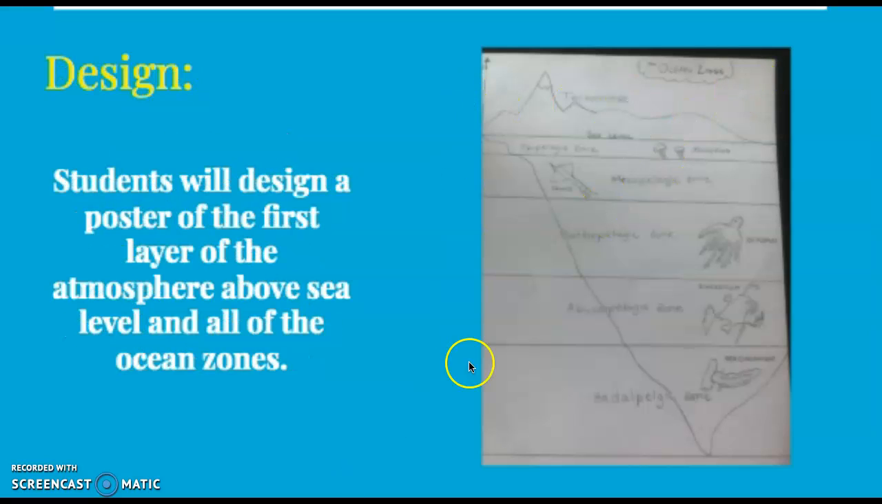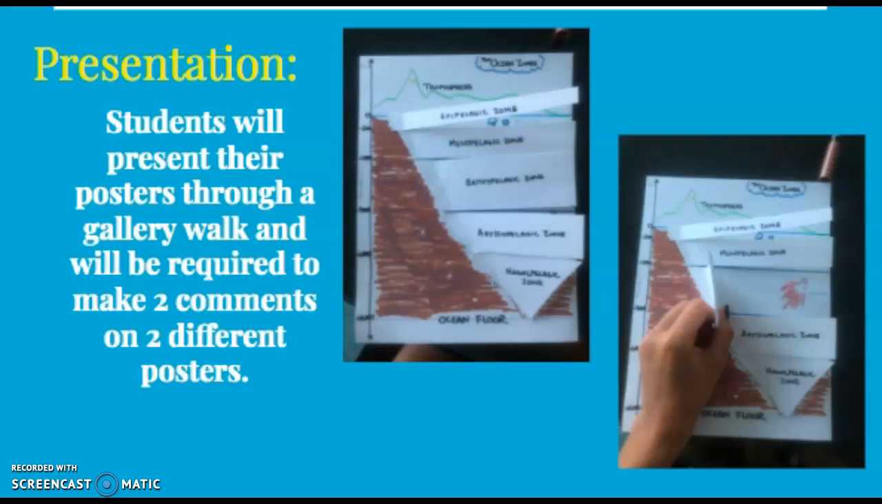And here's the rough draft of my poster that I created of the different levels. They will have to have the name of each on their poster and at least one animal that goes with each of the ocean levels. When they're finished, they'll write a written explanation to explain their posters that will go with their posters, and then we will do a gallery walk to present their information.